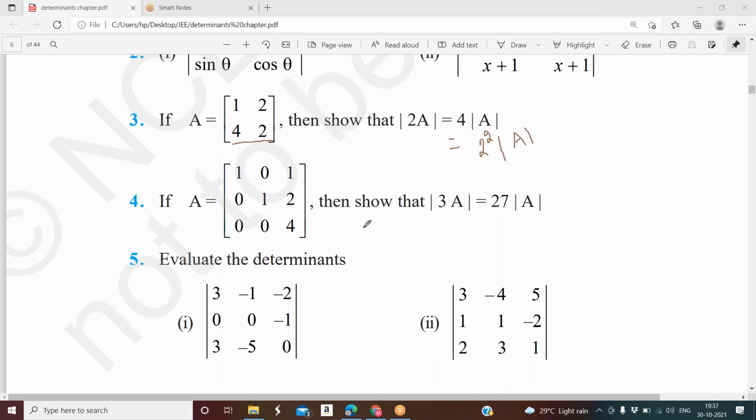Here A is a 3 by 3 matrix. So the determinant value of 3A is equal to 3 power 3, right? 3 cubed, 3 into 3 into 3, is 27. So 27 into determinant A. It's one of the properties.